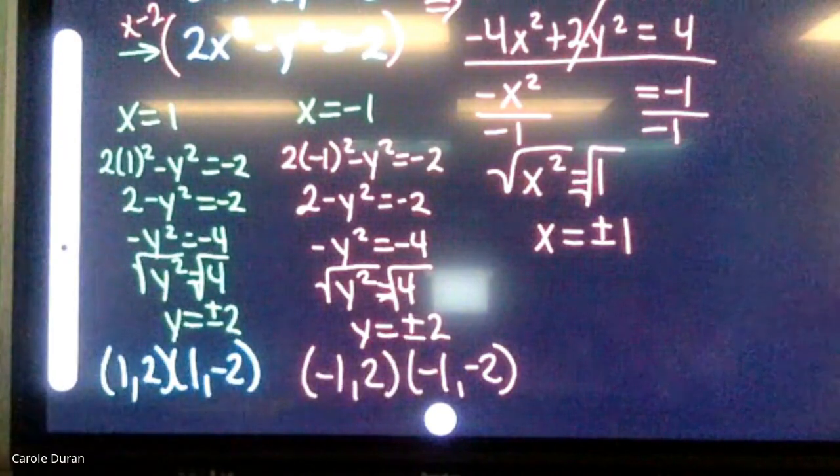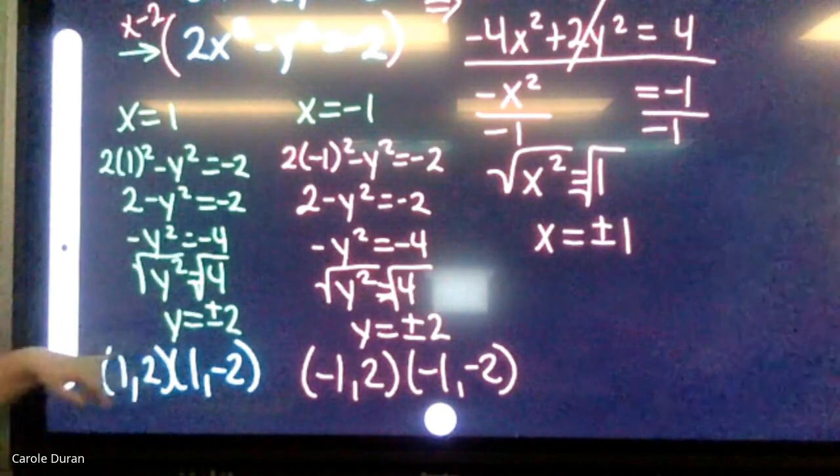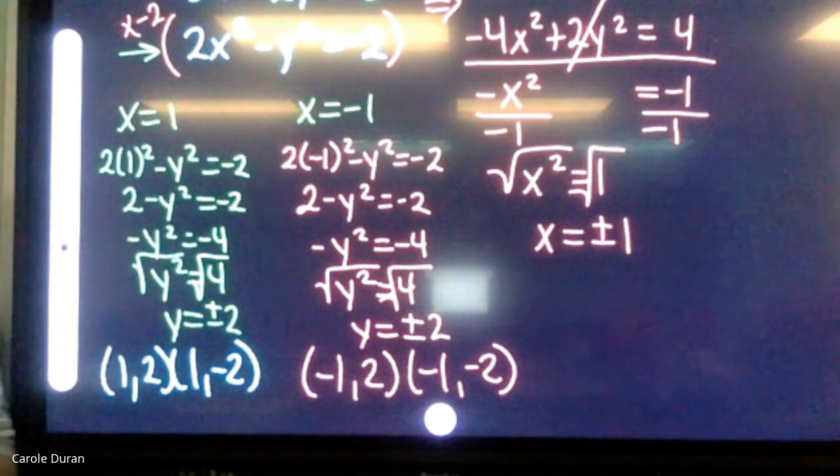They all have to be there to be counted correct. All 4 of the points. You have to have all the solution points in order for it to be correct.